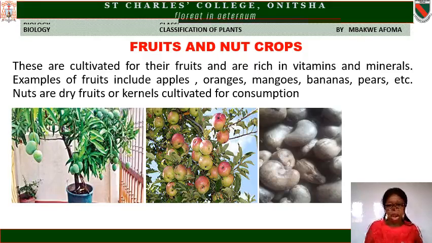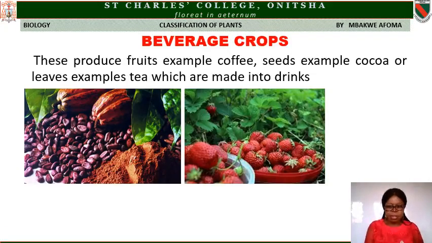Okay. Then we look at beverage crops. These crops are being produced. Some of them are leaves, some of them are their fruits, and some are their seeds. Example of the one that is the fruit is coffee. Then the one that is the seed is cocoa. This cocoa is used to produce all these beverages like Bonvita, Vitalo, what are they? Ovaltine. They are being used to produce those ones.